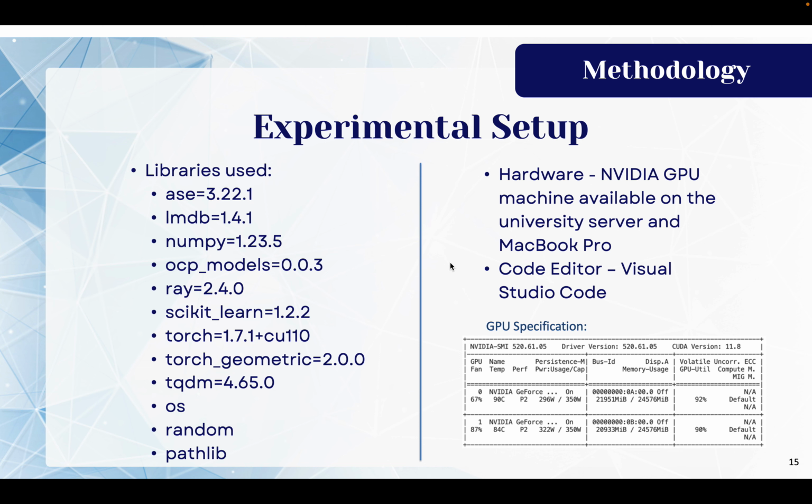Here is a list of all the libraries and their versions that were used in my project. And for hardware, an NVIDIA GPU available on the university server and a MacBook Pro were used. And Visual Studio Code was used as the code editor.